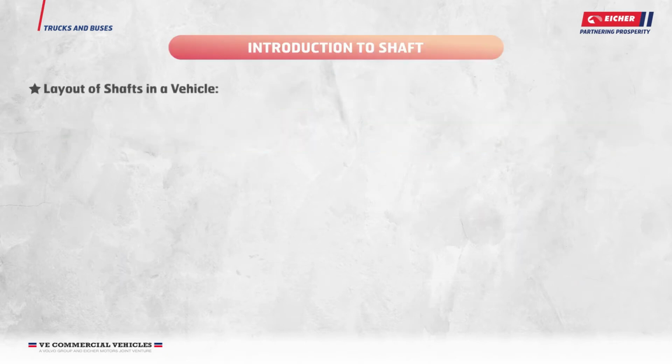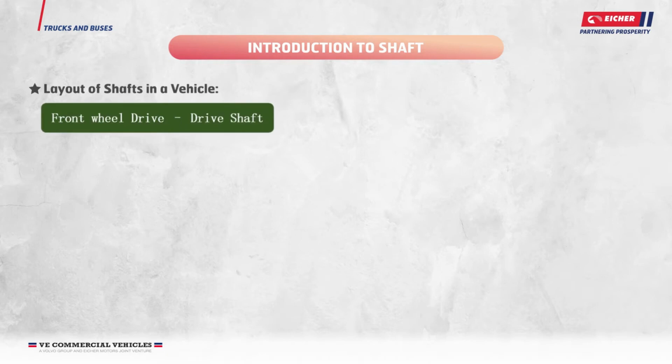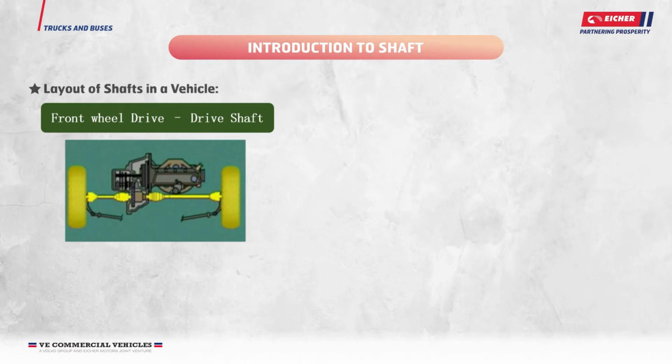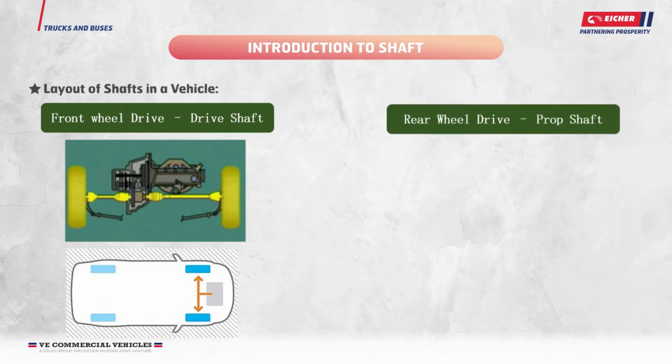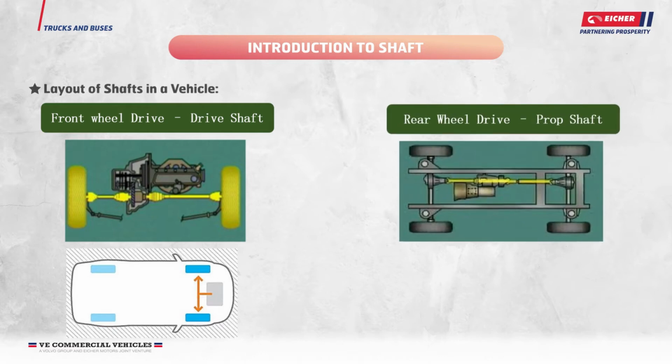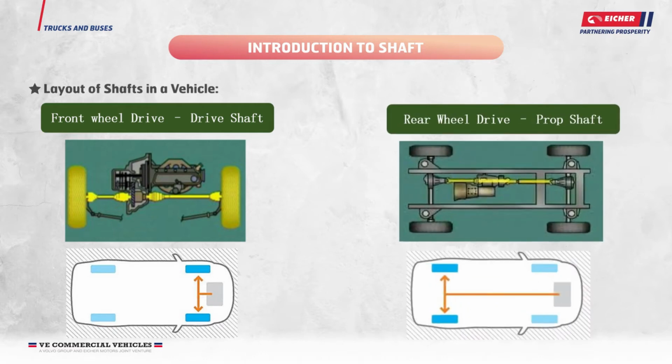Layout of shafts in a vehicle. Front-wheel drive shaft. In front-wheel drive vehicle layouts, the drive shafts are located between the transaxle and the drive wheels. Rear-wheel drive propeller shaft. In a rear-wheel drive, the engine torque is transmitted to the rear differential via a propeller shaft. The differential then transfers the torque to the drive wheels through the drive axles.